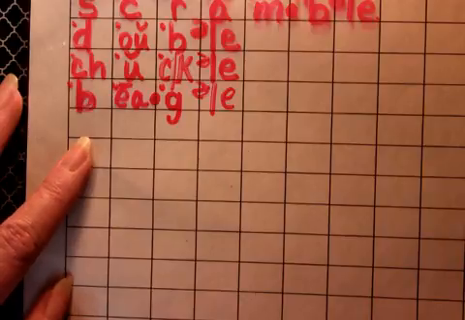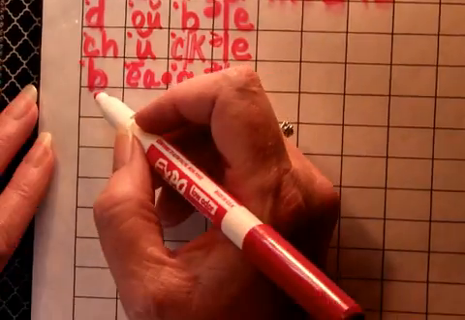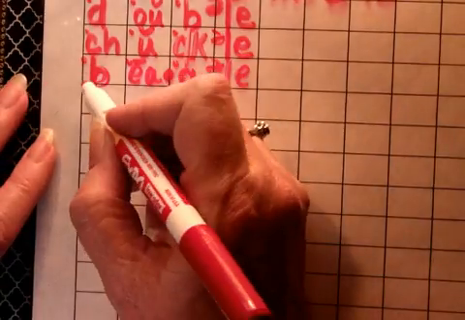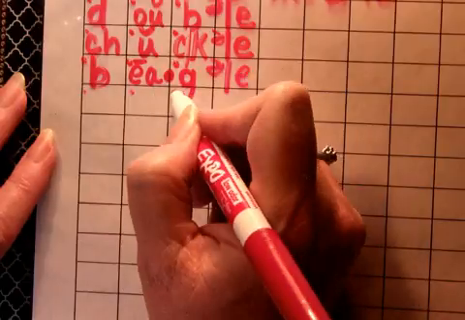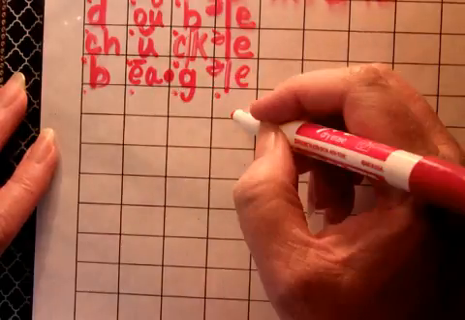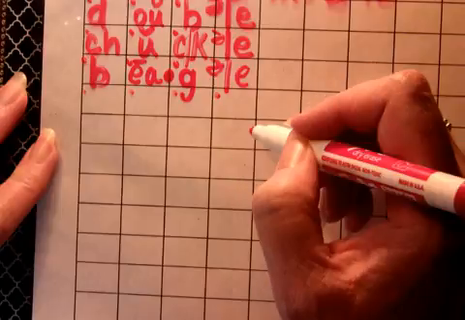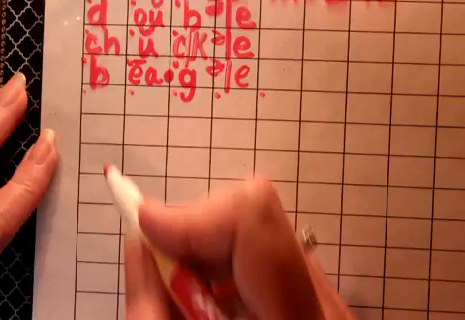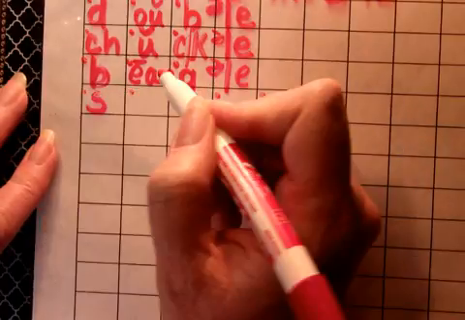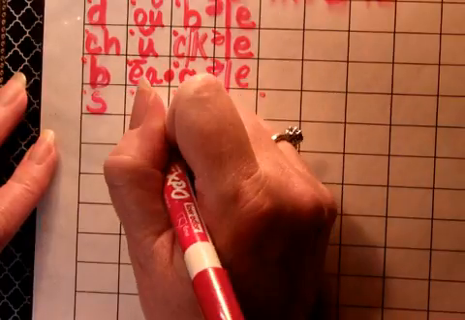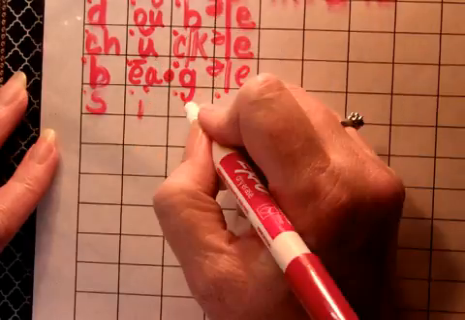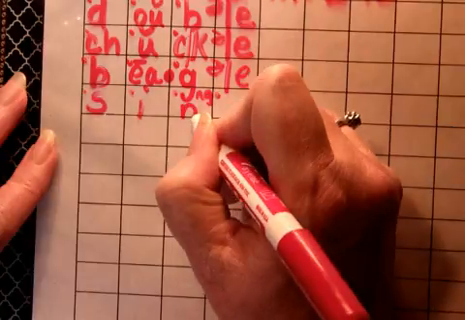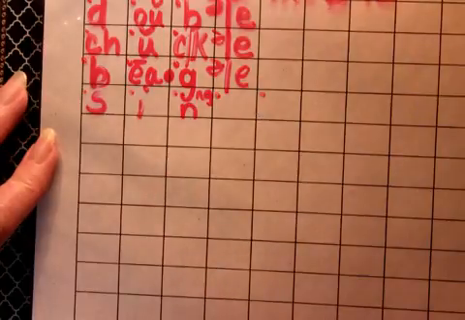The next word is single. Single means one. I hear the G, that's a descending letter. S is going to be in one box. The first sound is S. I is the short I. Next is the NG, like sing, ring, king.